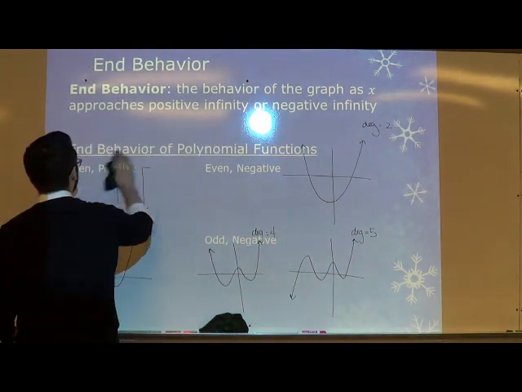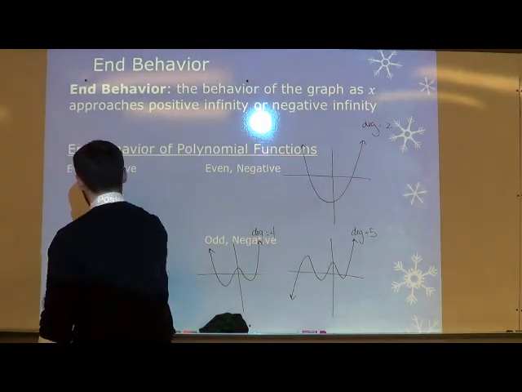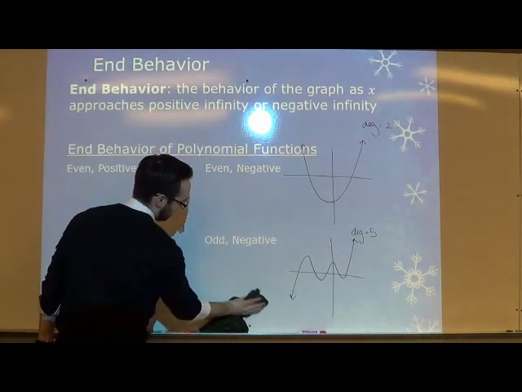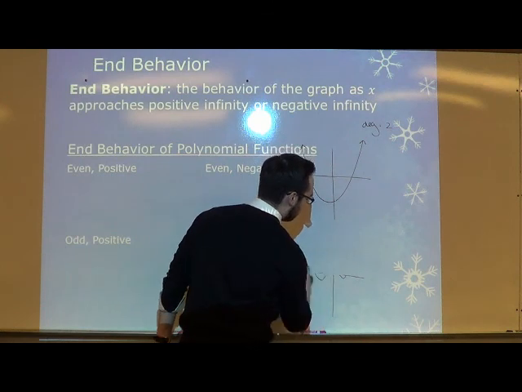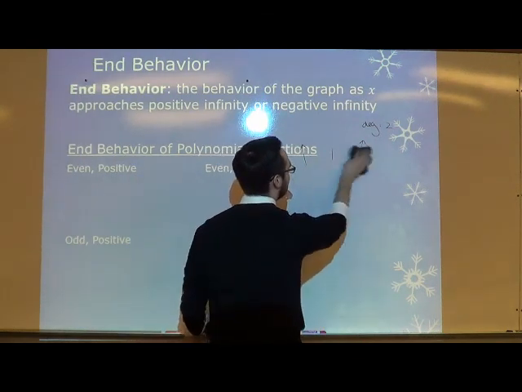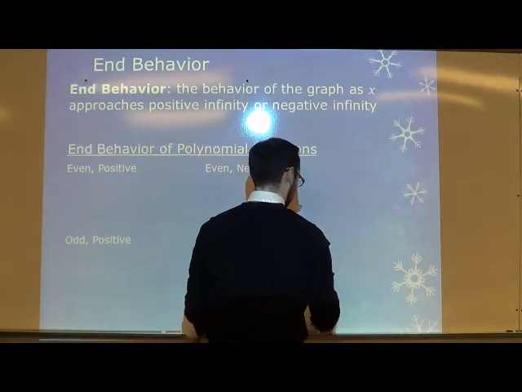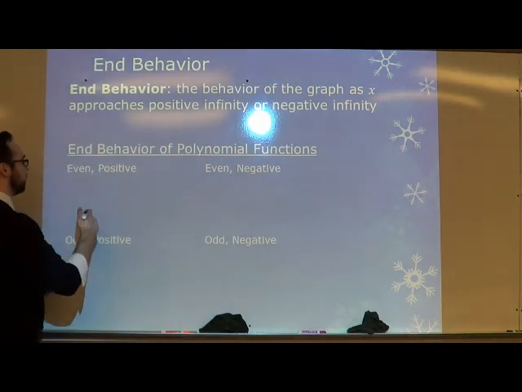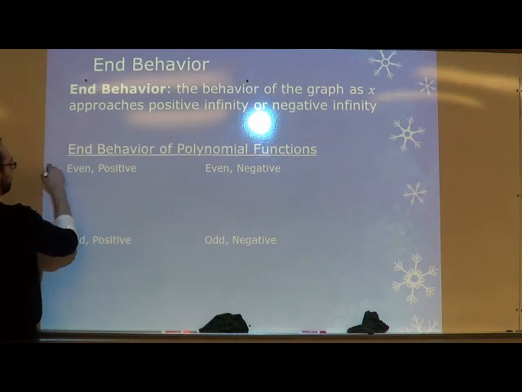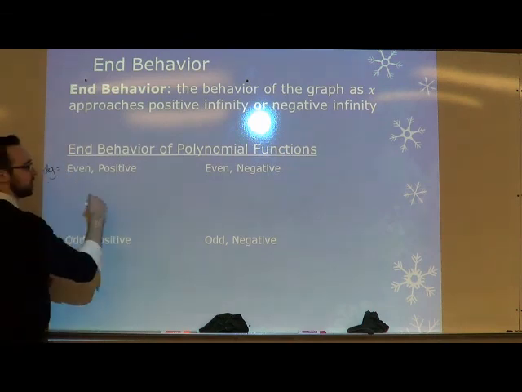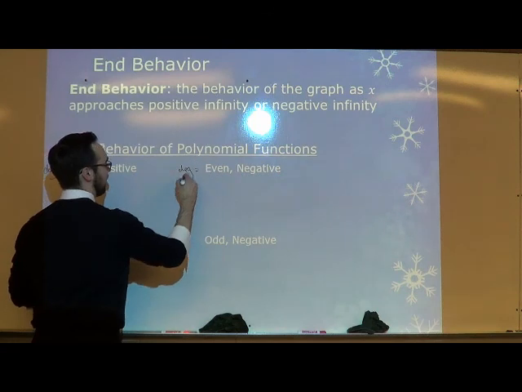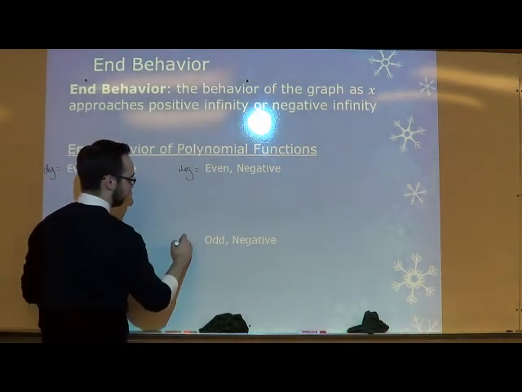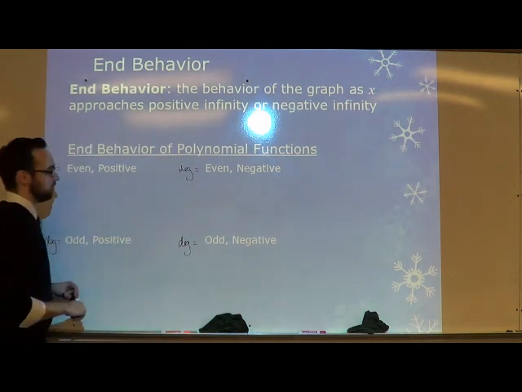is what it's doing as it approaches positive infinity and as it approaches negative infinity. So you want to look on each end and say, is it going up, is it going down, is it going to positive infinity, is it going to negative infinity? And so I'll show you some examples of, essentially this is the degree. So we're looking here at what is the degree. Is the degree even and positive? Is the degree even and negative? Is the degree odd and positive? And is the degree odd and negative?